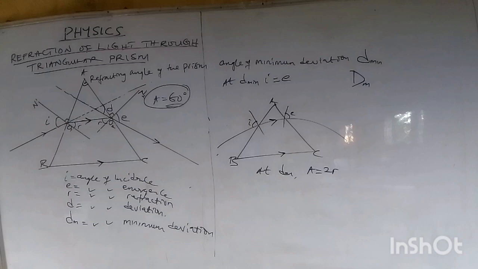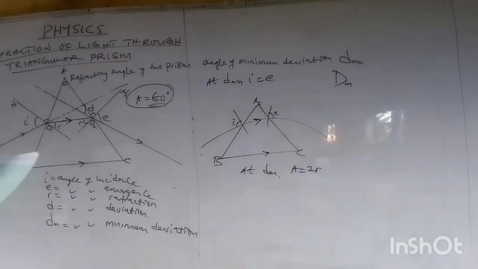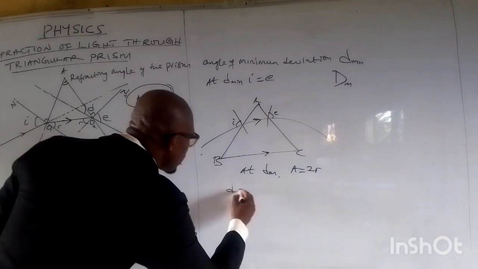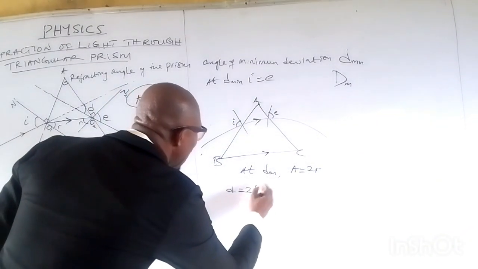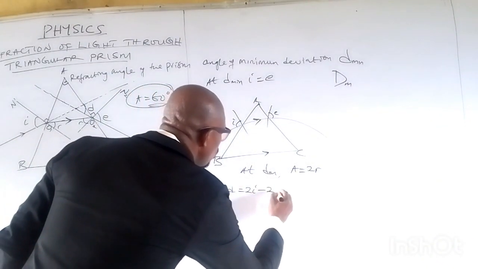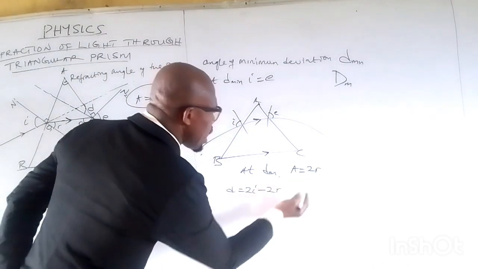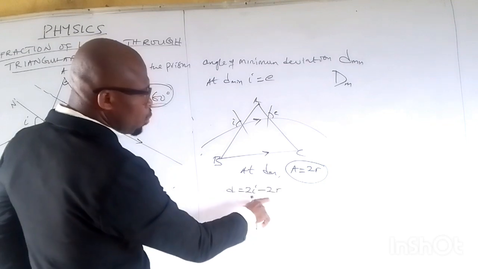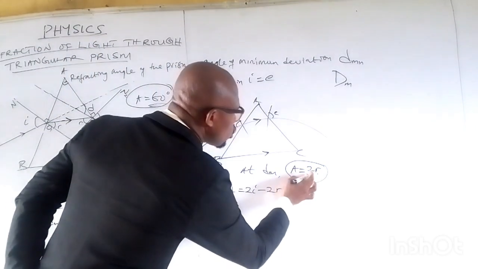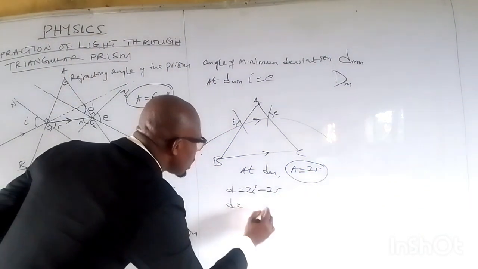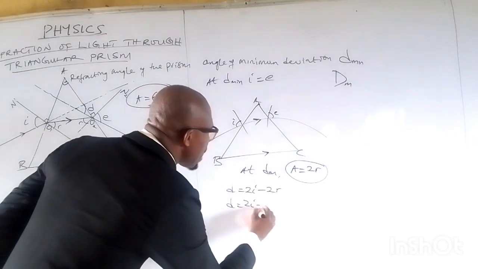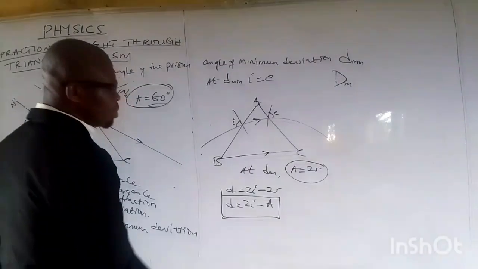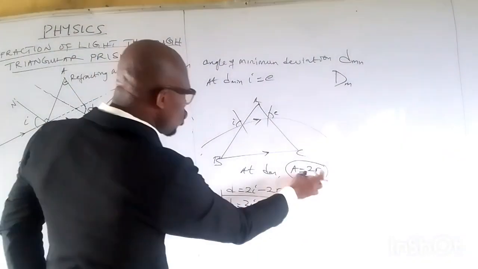So we say at D minimum, we have that D is equal to 2I minus 2R. Remember, here, 2R is equal to A. I'm going to replace it here. Now, remember, before this one, we have that D is equal to 2I minus the refracting angle of the prism. So note this formula.